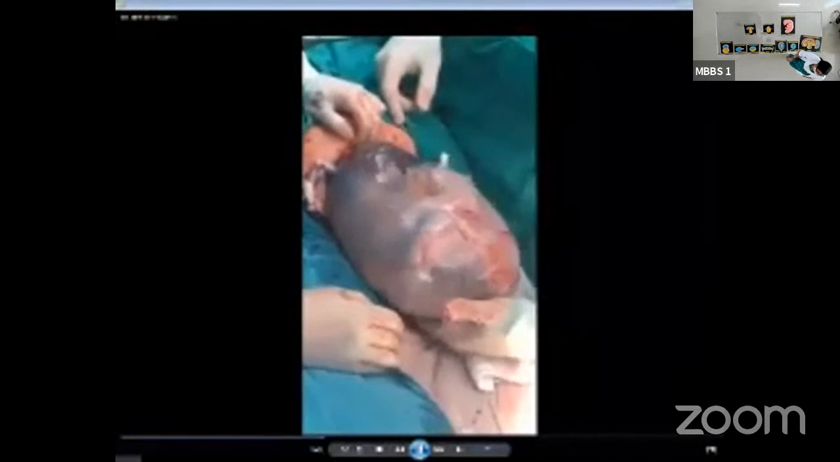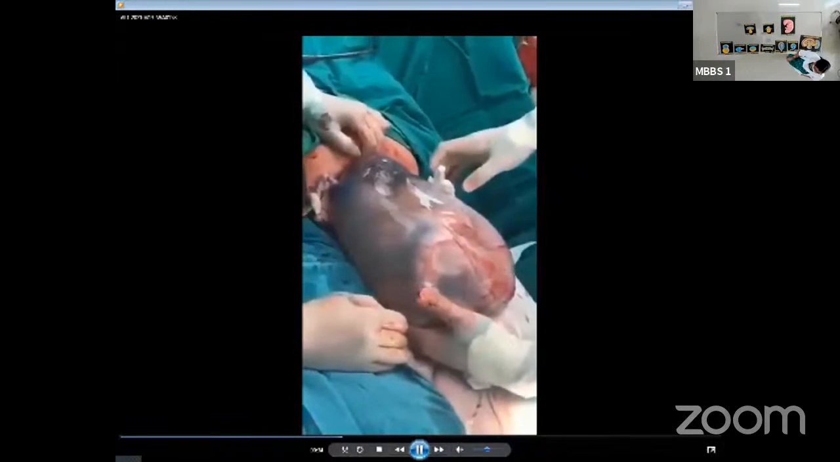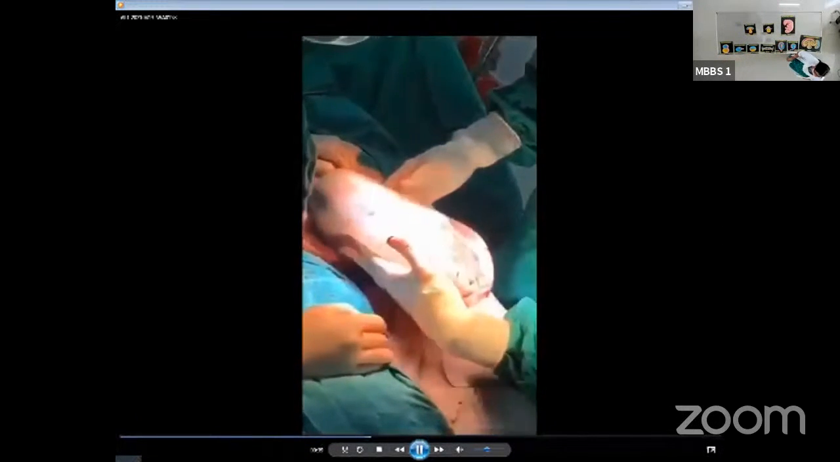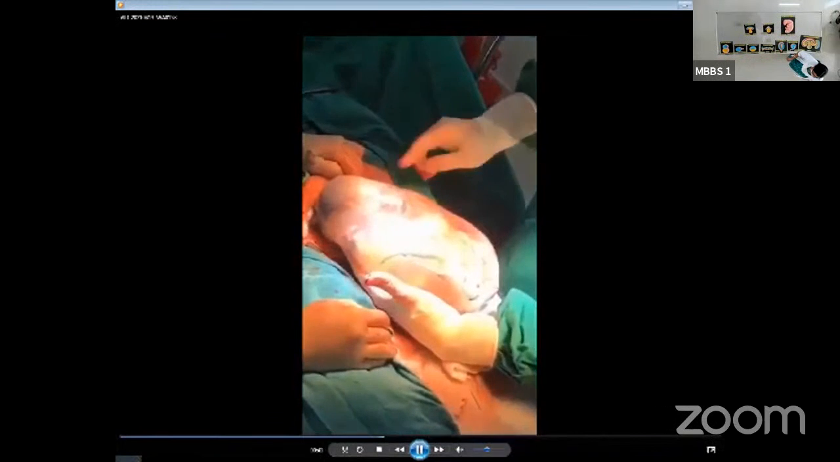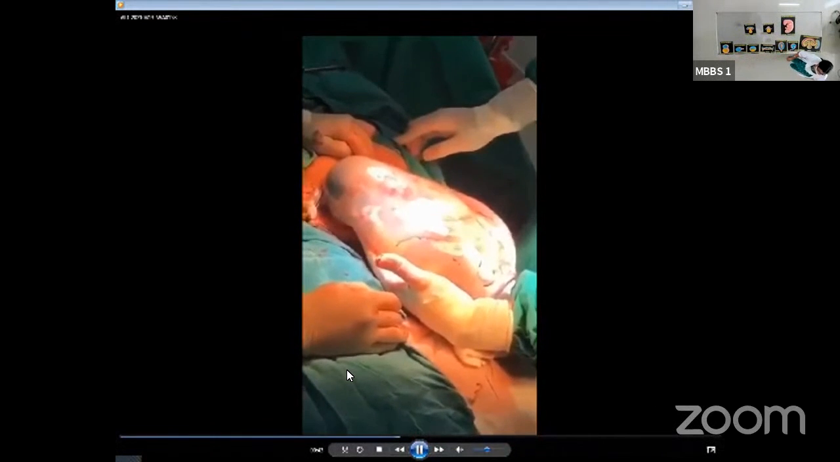See carefully. The most cranial part, you can see black hairs. Now here you can see the face.